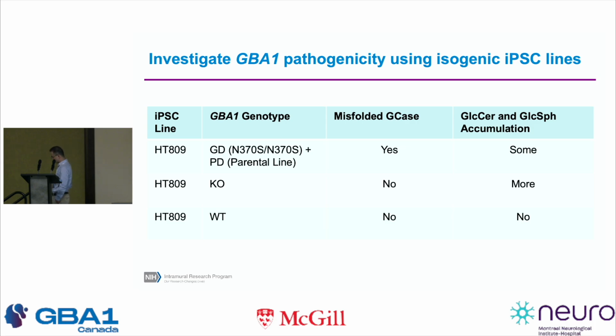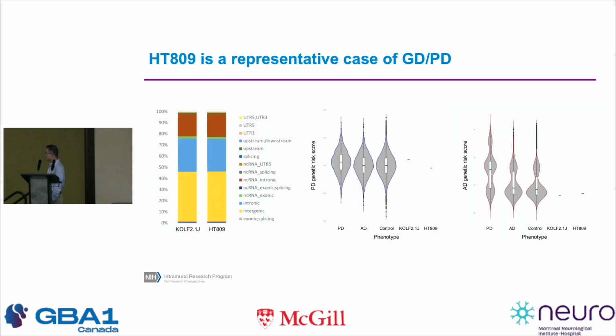to eliminate lipid accumulation. After reprogramming this line, we first sequenced its whole genome. Its distribution of single nucleotide variants is comparable to the reference iPSC line KOLF2.1J. We also calculated its polygenic risk score for Parkinson's disease and Alzheimer's disease. Both of them fell within the expected population range. Together, HT809 has a rather neutral genetic background when GBA1 variants are excluded.